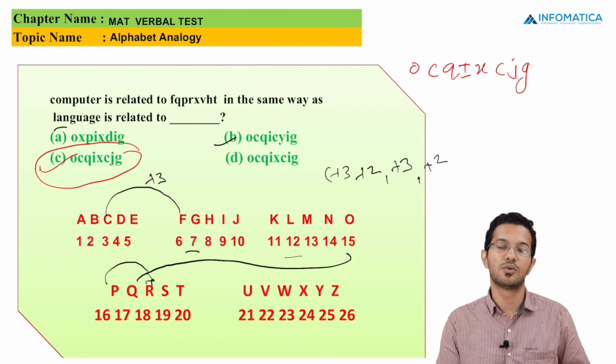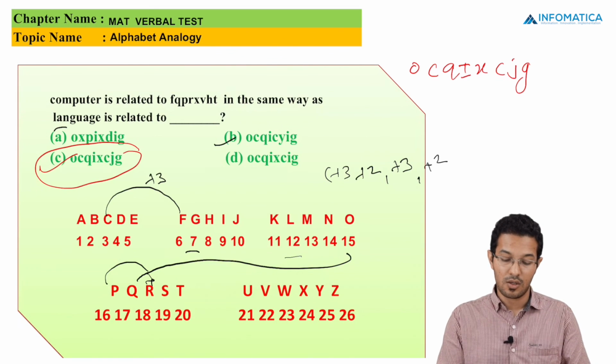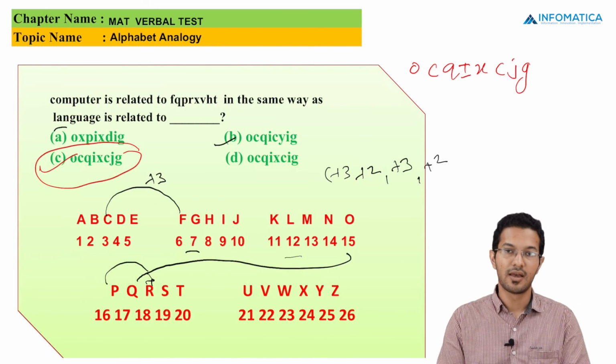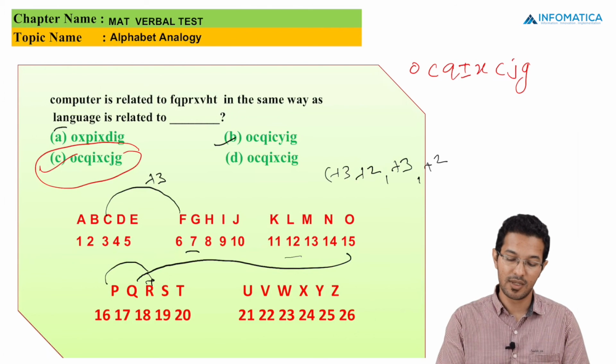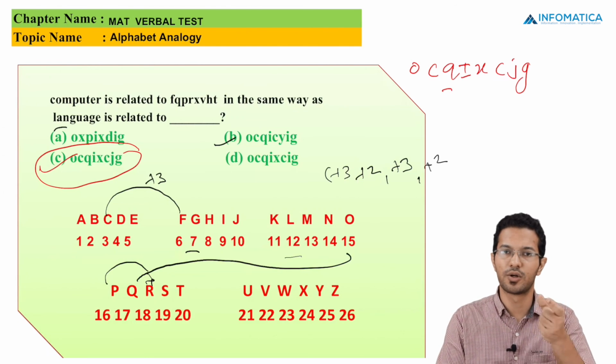So the pattern to this was plus 3, plus 2, plus 3, plus 2 and so on. So if I add 3 to L, I'll be reaching O. If I add 2 to A, I'll be reaching C. If I add 3 to N, I'll be reaching Q and so on. The pattern follows. It's an alternate pattern.